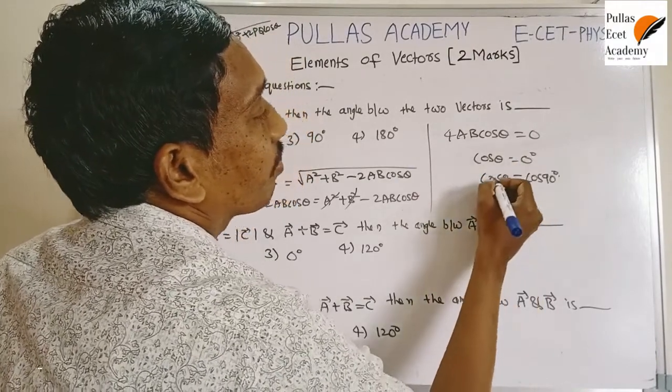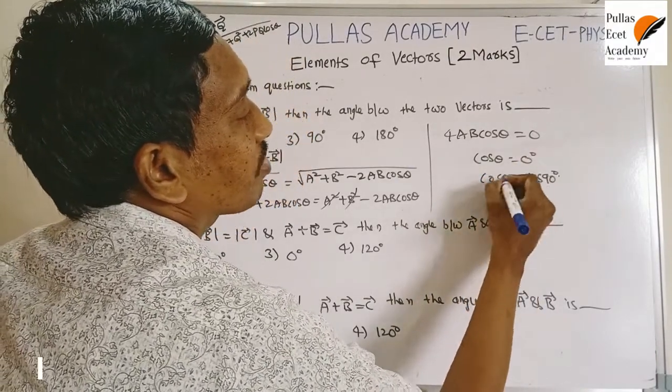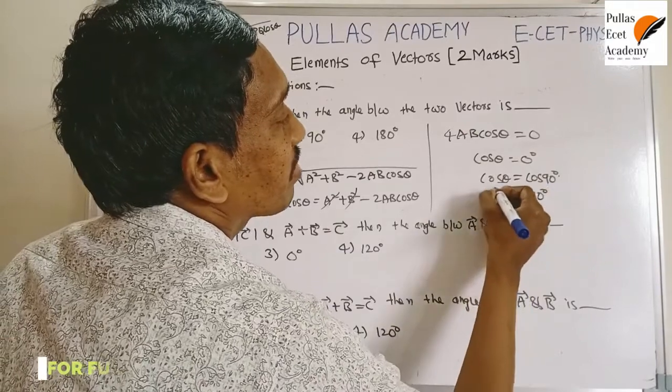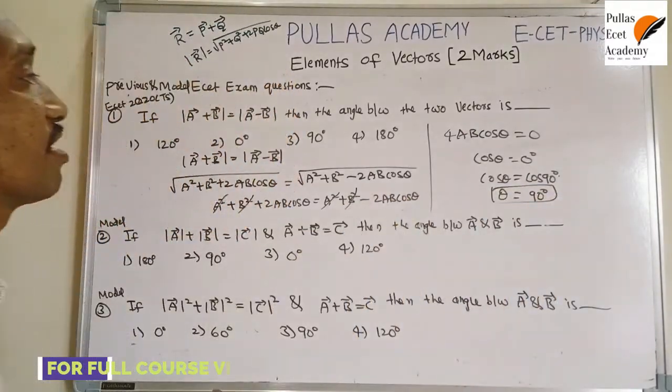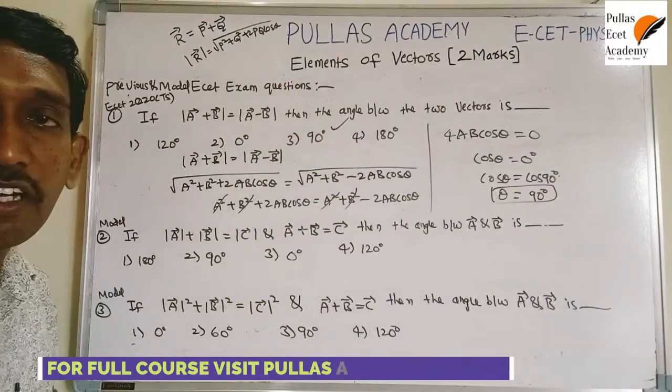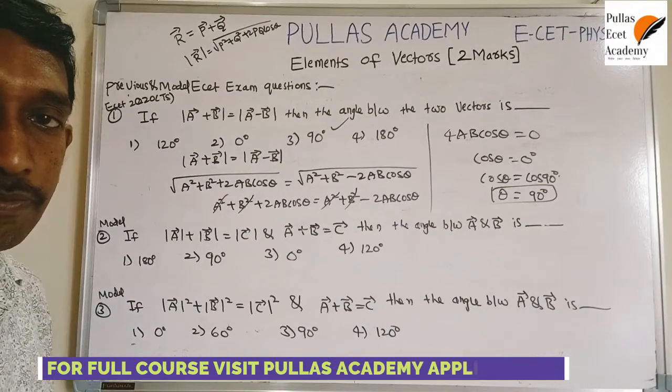Cos 90 degrees is 0. That means theta is equal to what? Cos theta is equal to cos 90 degrees means theta is equal to 90 degrees. That's which is correct here. Third option is correct. Most important question here.